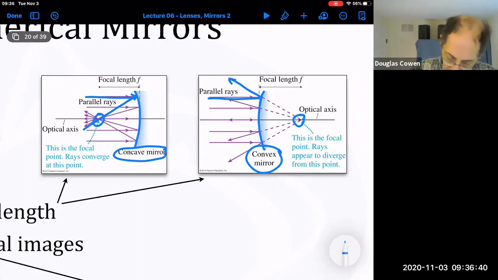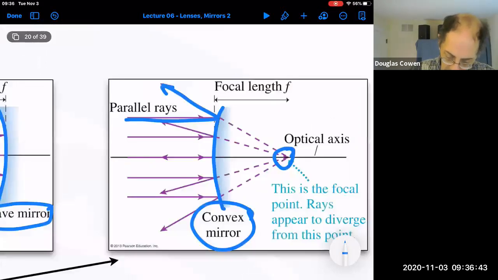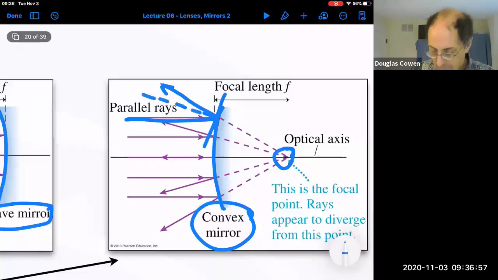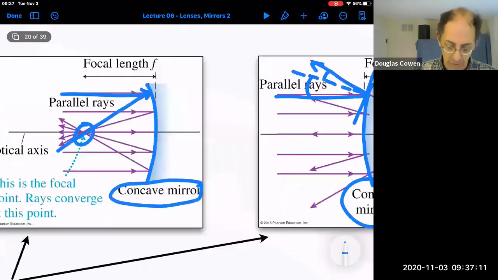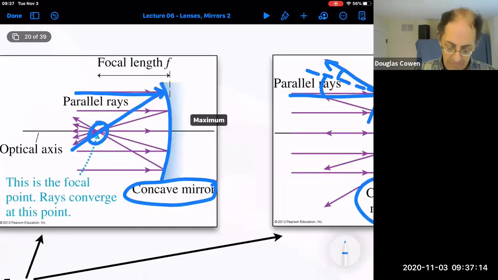So just in case it's not clear what I mean by angle of incidence equals angle of reflection, what you need to do is look at the plane of the mirror, right in the small region where this ray comes in and hits, and then draw the perpendicular to that. And this angle and this angle are the angle of reflection and the angle of incidence, respectively. Those are equal. And you can draw a similar thing over here for the concave mirror.